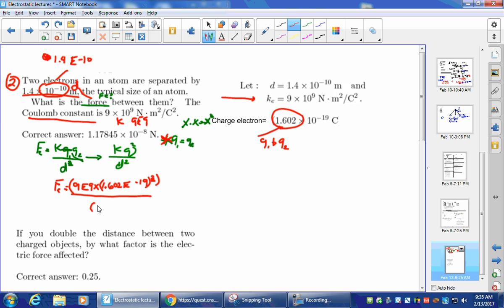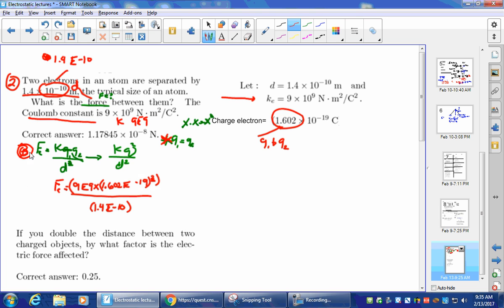Then we're going to divide by our distance squared, right? So I would usually put a parenthesis around this just in case. So what is our distance? 1.4 e negative 10. For showing this step, you get a point. For showing this step, the substitution, you get another point, right? So it's actually, now we're up to 3 points.